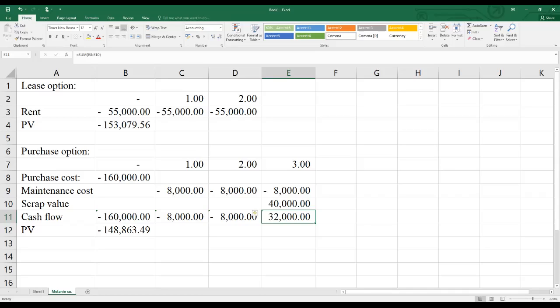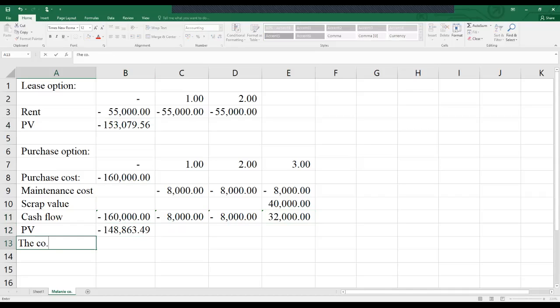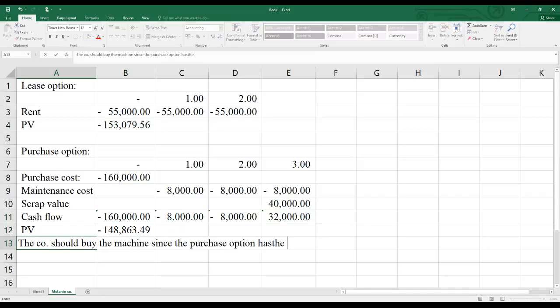Then you can advise the company, should we lease, should we buy? If you look at the cost, definitely you need to purchase, because this is where you have the lowest cost of 148 compared to the option of leasing. Therefore, the company should buy the machine, since the purchase option has the lowest present value (PV) of cost.